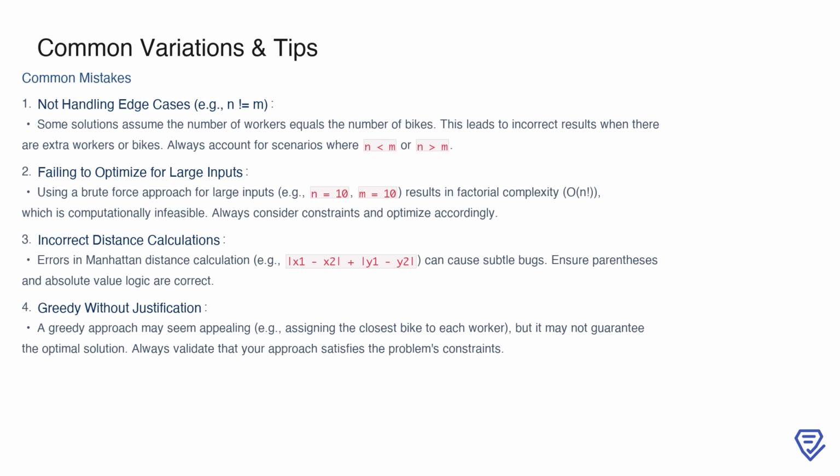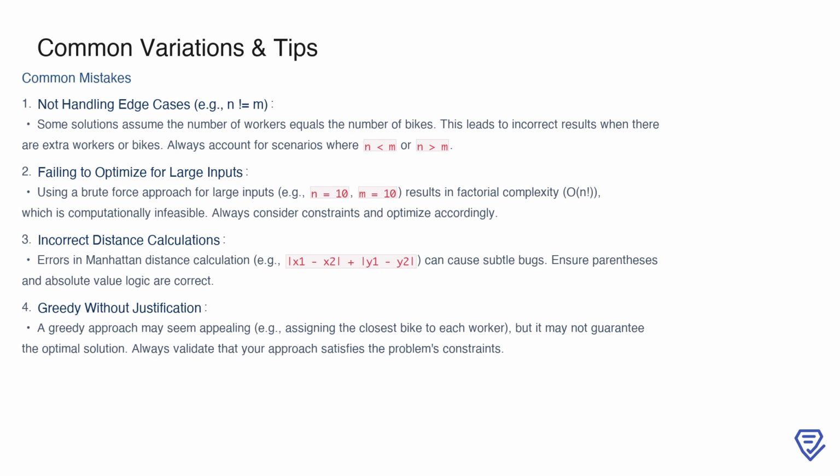Second, failing to optimize for larger inputs can be a major issue. If you rely on a brute force approach, the factorial complexity quickly becomes infeasible as the number of workers and bikes increases. For instance, with 10 workers and 10 bikes, the number of permutations is far too high for practical computation. Another frequent issue is incorrect distance calculations.